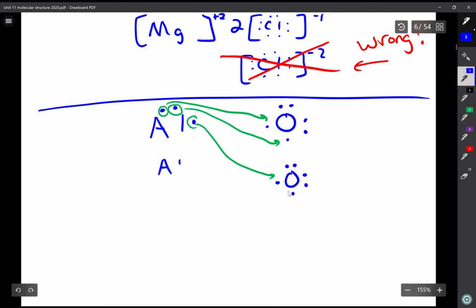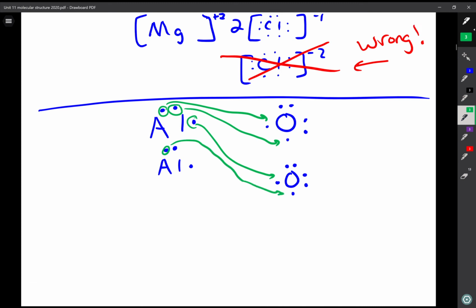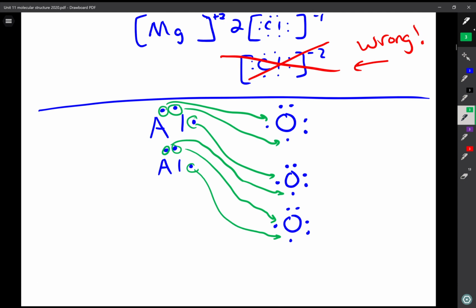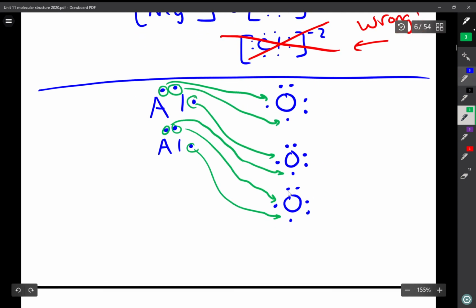So I have to add another aluminum. 3 there. And I'll take that electron. It goes there. Alright. Now aluminum still has its 2 electrons, still needs to get rid of them. So we got a 3rd oxygen. I'll put that one there, and that one will go there, and there you go. All the electrons have found a new home in the different oxygens.